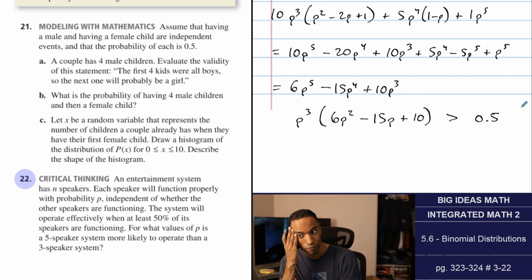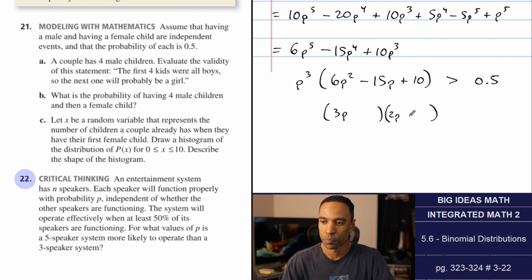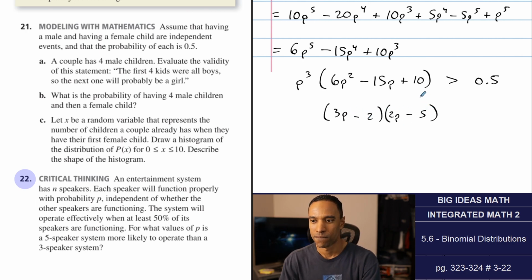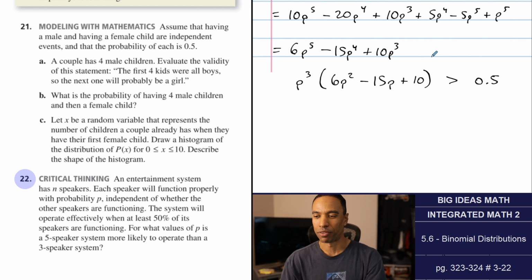Can that inside part factor? I don't know if that's worth venturing. Let's see. p and p. Let's try 3 and 2 with, say, 5 and 2. No, I don't think this is factorable. I don't think anything's going to add to 15 here. 10 and 1. No. 6p and 1p. 10. Oh, that would have been really close. No, they don't have a common factor. I don't think that's factorable.